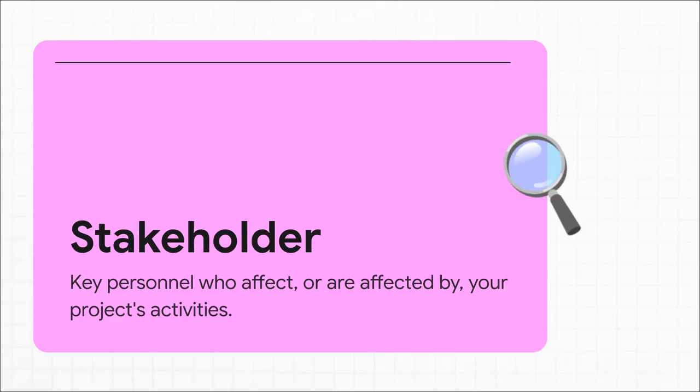So step 1 kicks off with a word we hear all the time: stakeholder. But it's not just some piece of corporate jargon. A stakeholder is literally anyone who has an effect on your project or who is affected by it. This is the who in your communication plan.